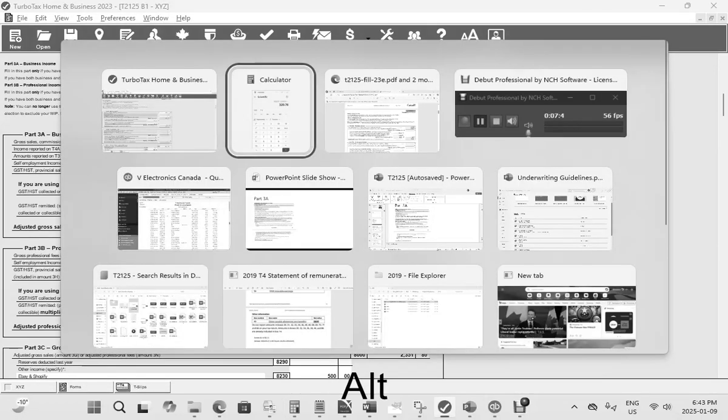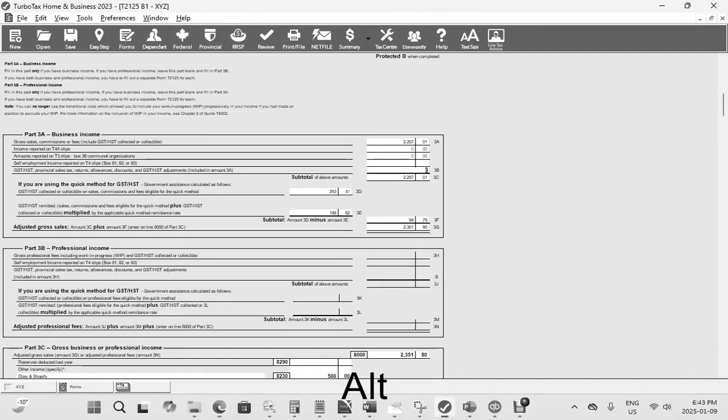So let's change it back to what it was. And this was 1527.41. All right, so we move on to 3D. Now, 3D has to do with GST, HST collected or collectible on sales, commissions, and fees eligible for the quick method. So this is basically the money that you collect when you make a sale, the sales tax that you collect when you make a sale.